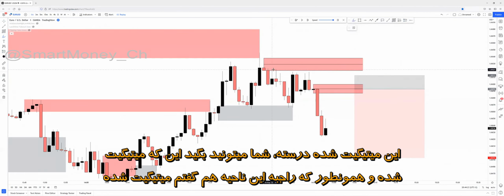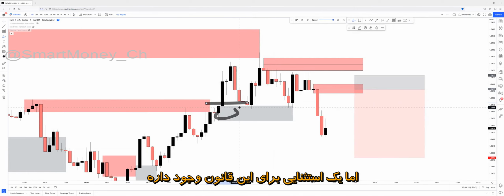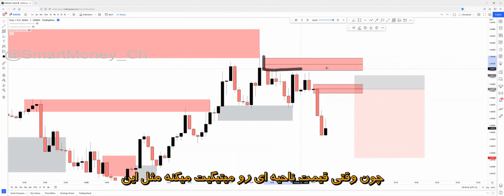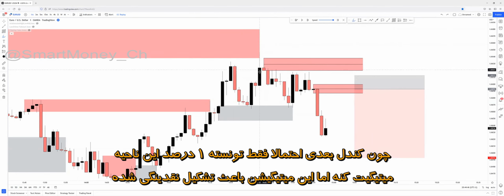This has been mitigated, right? You could say that I said this zone has been mitigated. So for a 1 minute zone, any kind of percentage mitigation will be perfectly enough. But there's one exception. When there's liquidity inside of the zone, when price has mitigated the zone, for example like this one, and built up liquidity inside of the zone, because the next recent candle here has already mitigated maybe 1% of the zone. But this mitigation has built up liquidity.